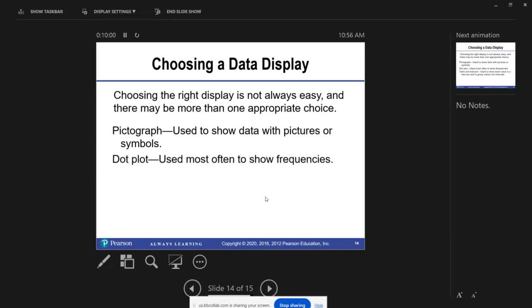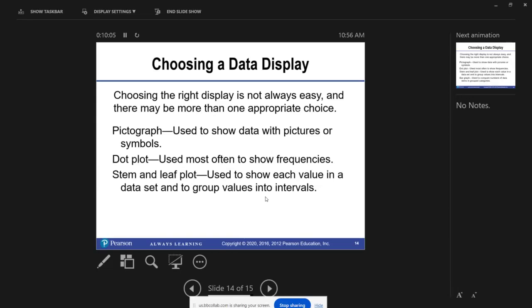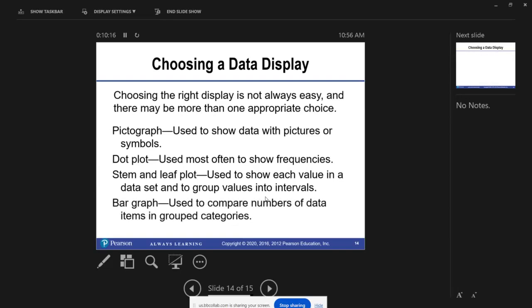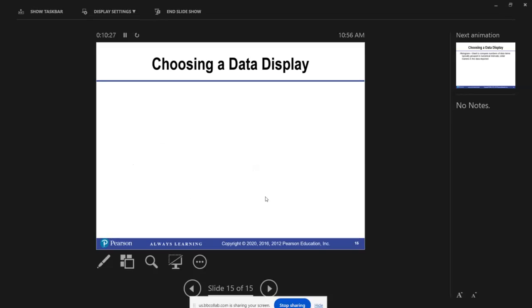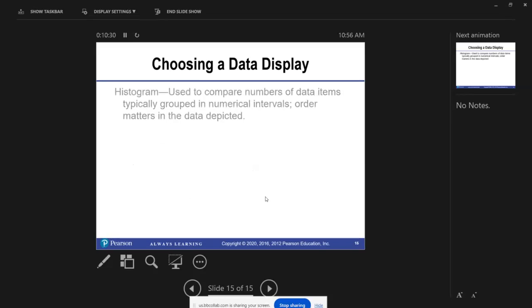A dot plot is used most often to show frequencies. A stem and leaf plot is used to show each value in a data set and to group values into intervals. The bar graph we talked about last week is used to compare numbers of data items in grouped categories. And then the histogram is used to compare numbers of data items typically grouped in numerical intervals.